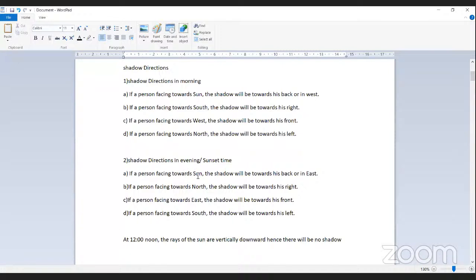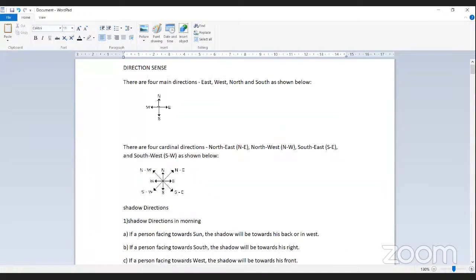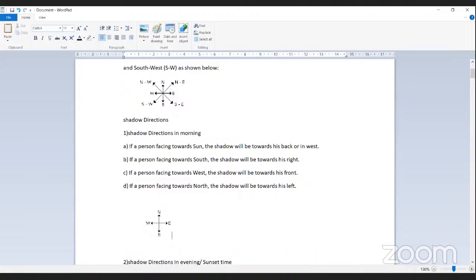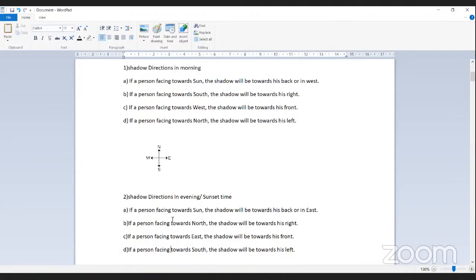If a person is facing the sun, where is the sun in this case? Towards the west. Okay, the shadow will be towards his back, or in the east. This is exactly opposite to the morning conditions. So if he's facing west, the sun will be in front, so your shadow will be behind you. Just imagine a light falling on you from in front, so your shadow will be at the back.